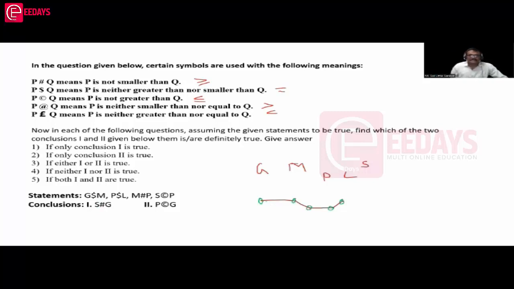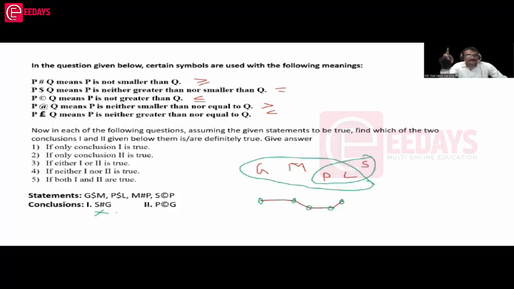Is there any relation between the M and S or G and S? We don't know. Here we know the relation between these three only and these four only. Okay, there is no relation between the S, M or S and G. So first one is not valid.